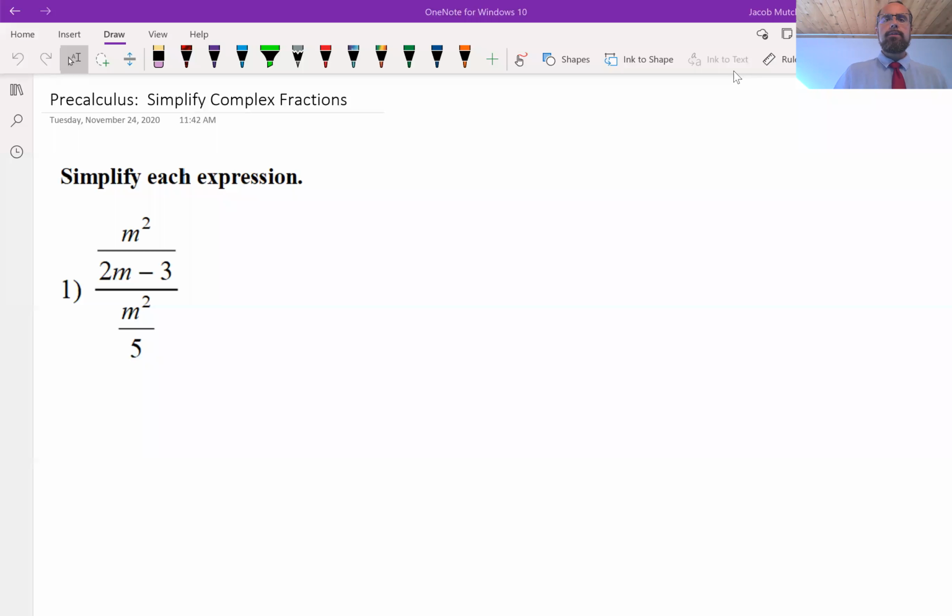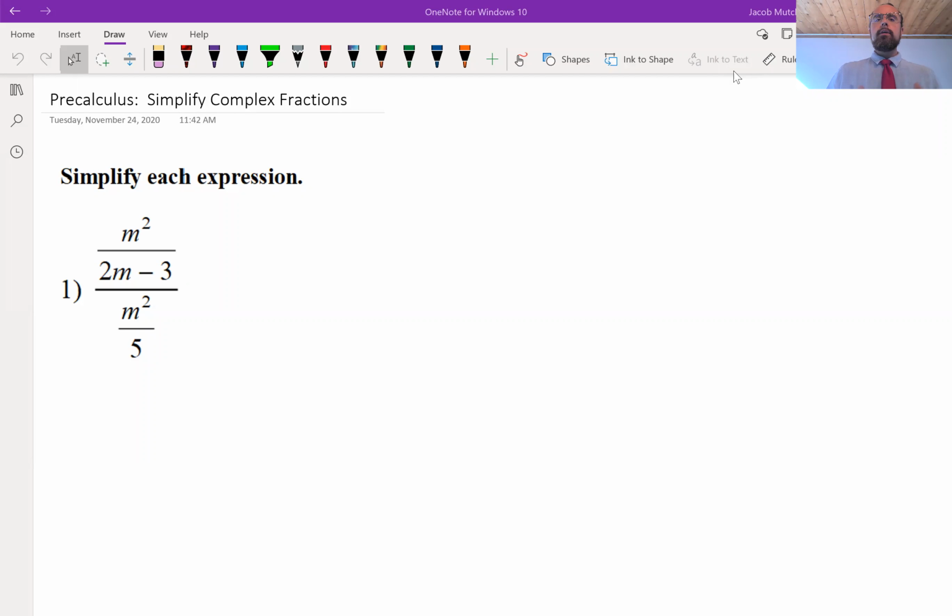Welcome to Pre-Calculus. Today we will investigate simplifying complex fractions. We'll take a look at two examples. Our first example is the complex fraction m squared over 2m minus 3, all over m squared over 5.